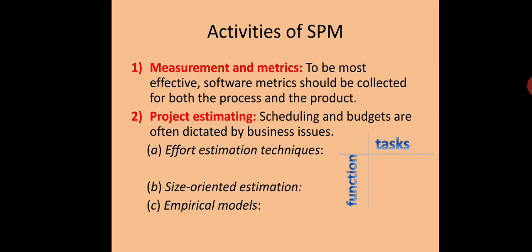As you can see on the screen, it creates a matrix where the left hand column contains a list of various different system functions, and the top row contains a list of major software tasks. Now how do you get the functions? You have to take the project scope and functionally decompose it into sub functions to obtain this particular list of functions.